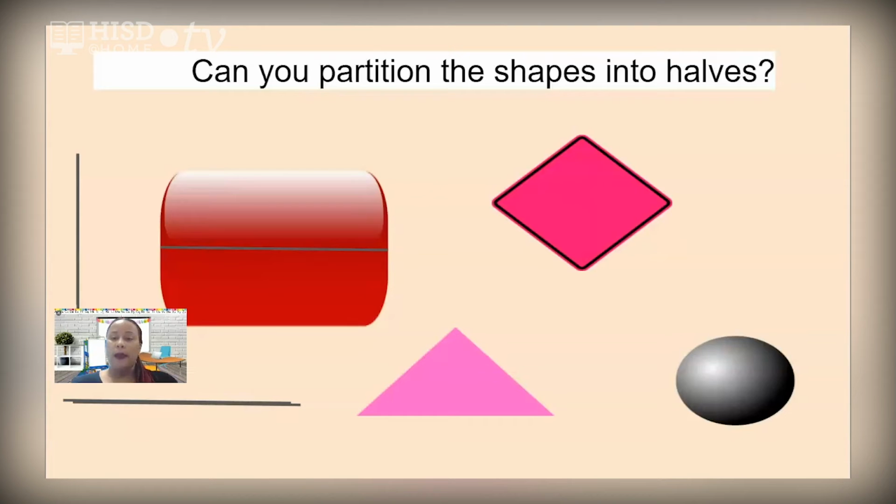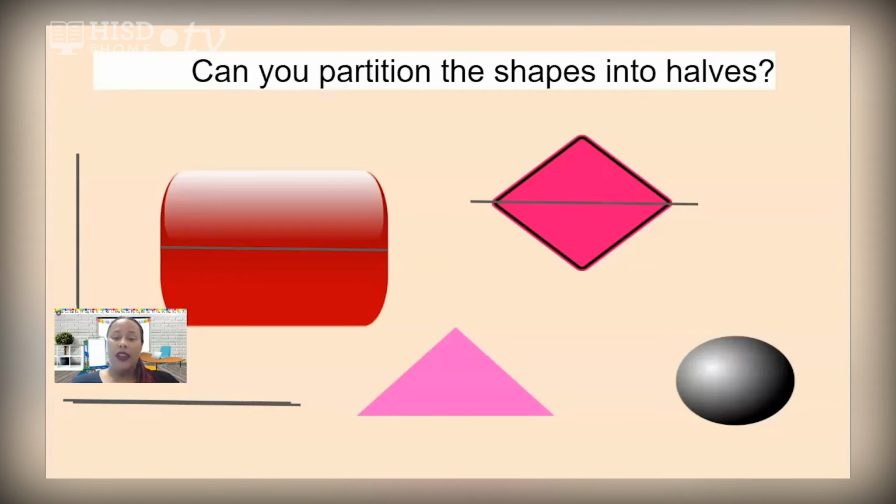What about the rhombus? How can we divide this rhombus to separate it or partition it into halves? One way we could partition it into halves is putting the line across the middle. We also could have done a line straight up and down to show halves.